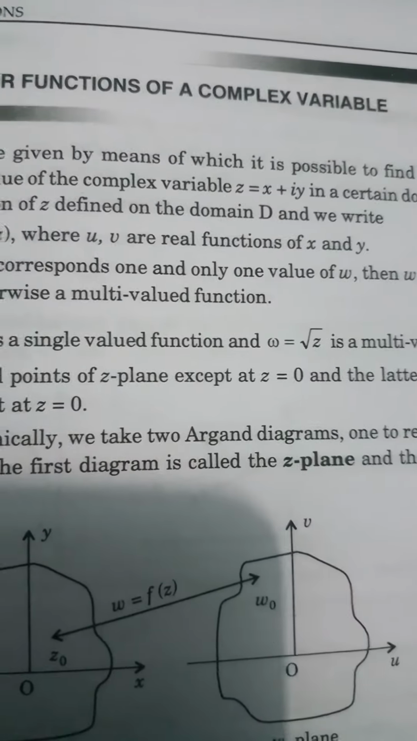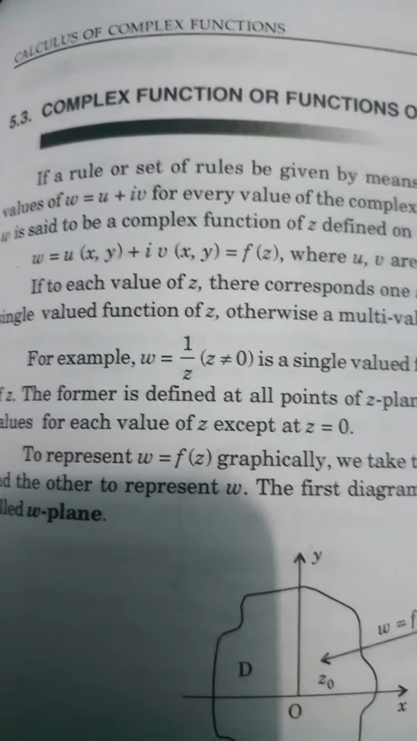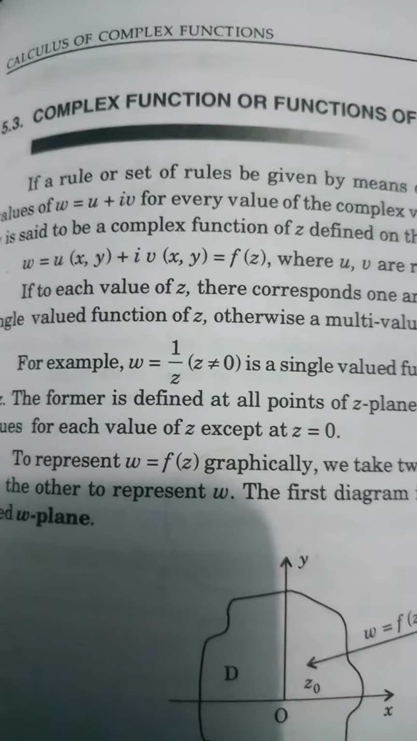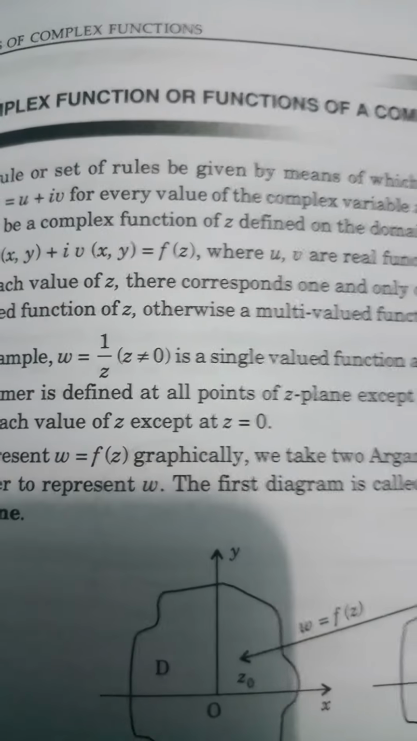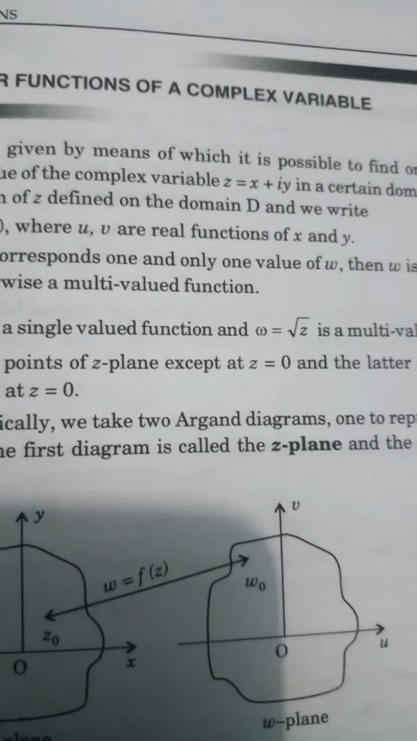w is a function of z defined on the domain D, and we write w equal to u(x,y) plus iota v(x,y) equal to f(z), where u and v are real functions of x and y.